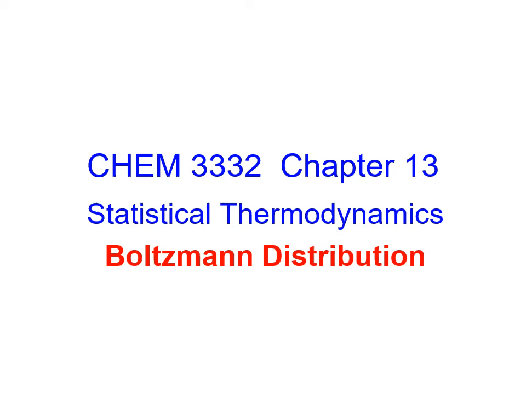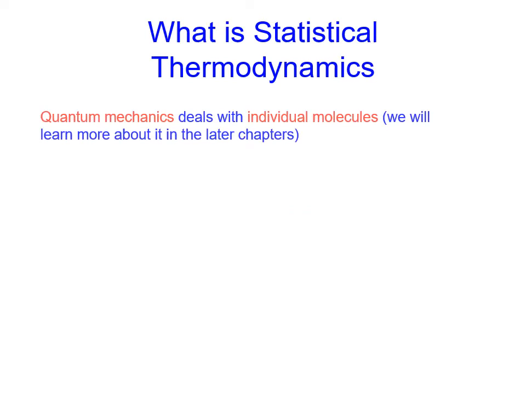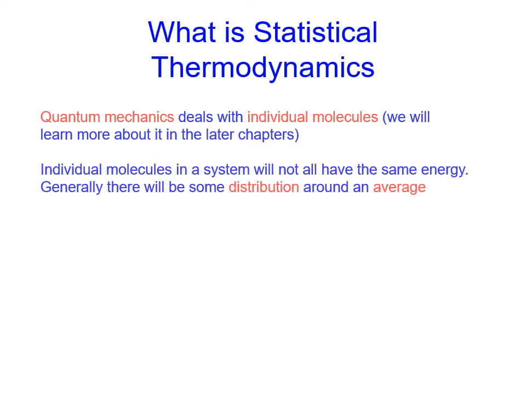Chapter 13, Statistical Thermodynamics. In this chapter, we're going to focus on the Boltzmann distribution. In previous chapters, we learned quantum mechanics, which deals with individual molecules. A macroscopic object contains an enormous amount of molecules. Individual molecules of a macroscopic object will not have the same energy. Generally, there will be some distribution around an average. This energy distribution is important for us to understand the thermodynamic properties of a bulk sample.